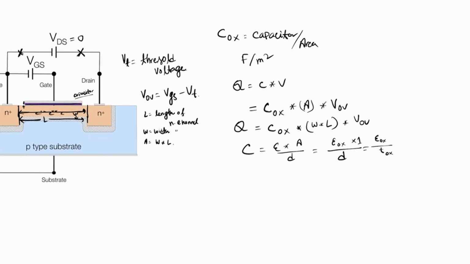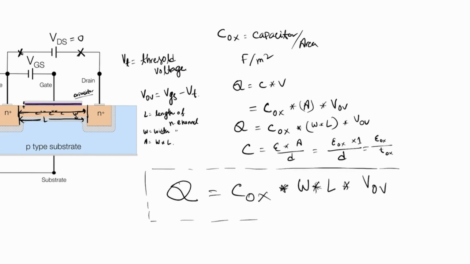So this is the charge. Q is equal to COX multiplied by W multiplied by L multiplied by VOV. So this is the charge due to the VGS voltage source.